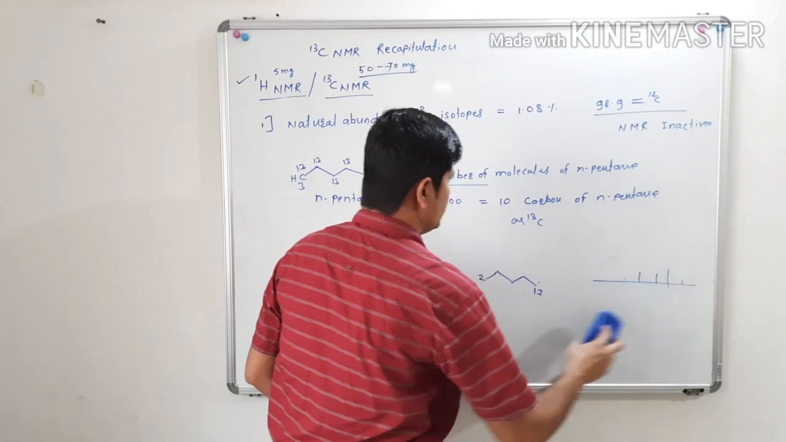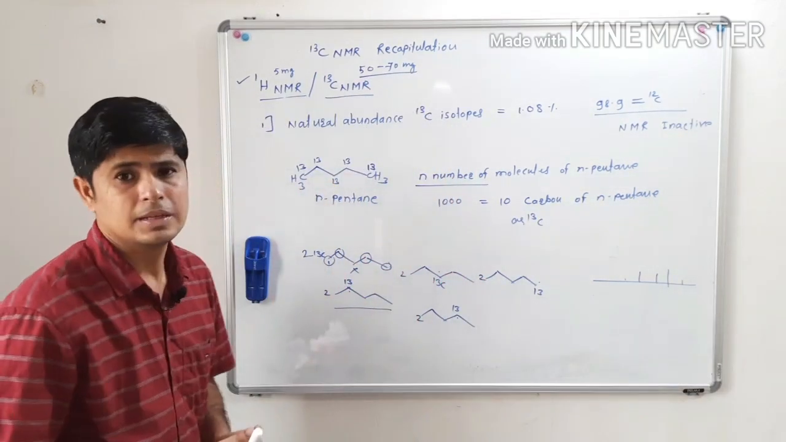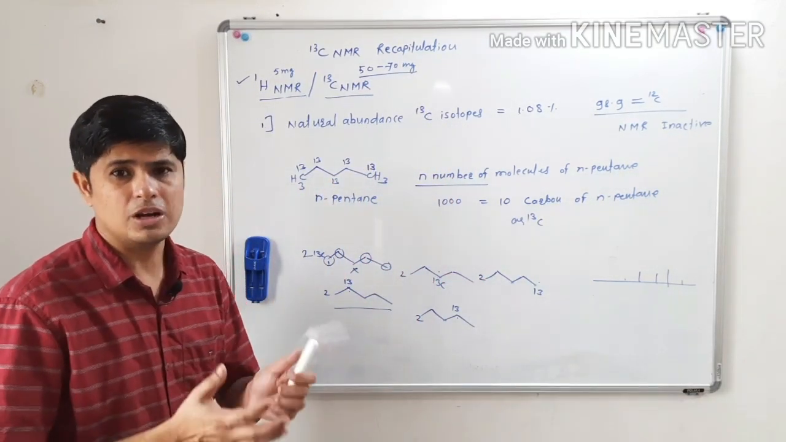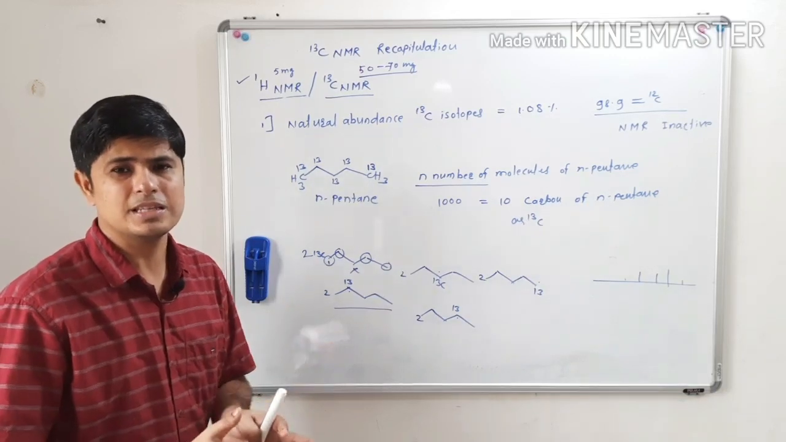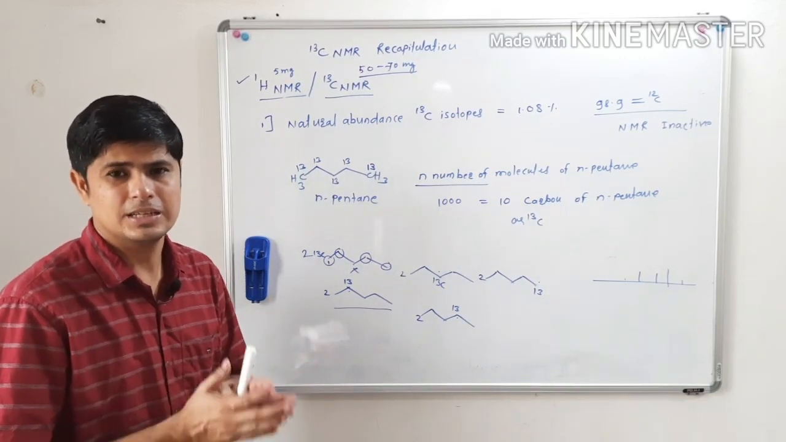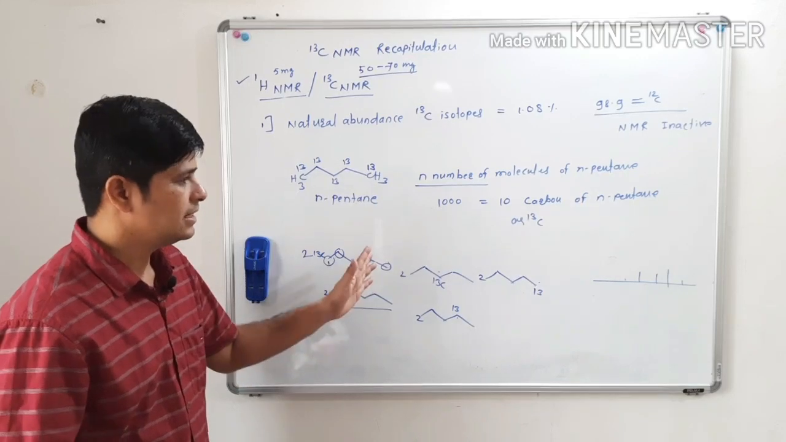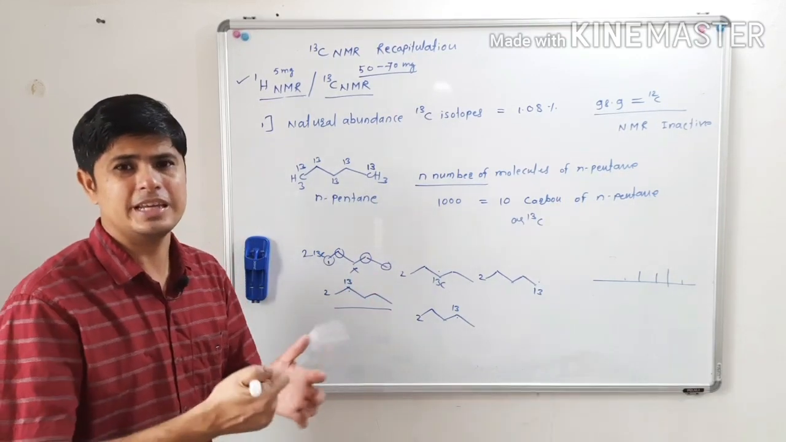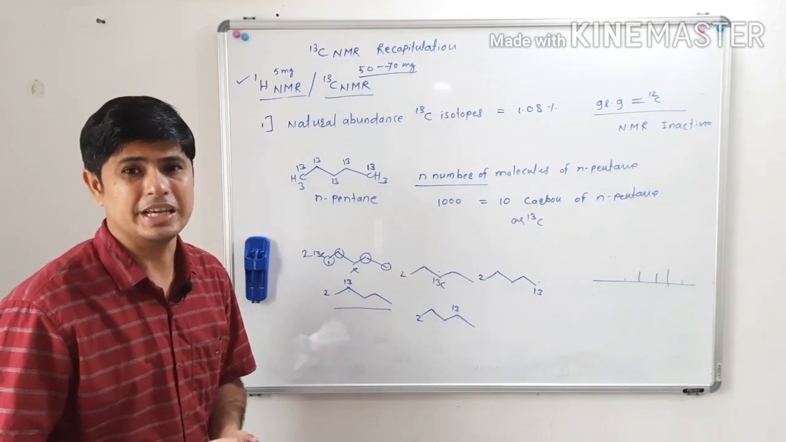Okay, so this is what happens because of the lower isotopic abundance of the carbon-13 nucleus. We will not get the spectrum very easily as compared to 1H NMR.